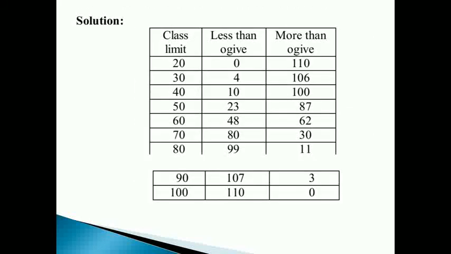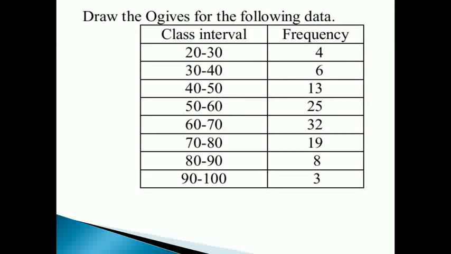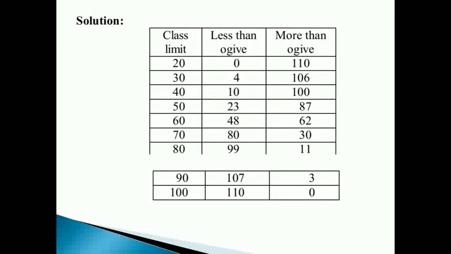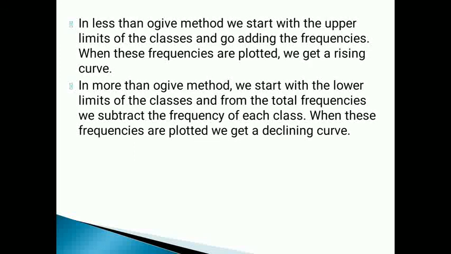The more than ogive starts from the total frequency, that is 110, then subtract 4 from 110, we get 106. Similarly, the next more than ogive values are 100, 87, 62, 30, 11, 3, 0. These values are obtained or calculated as per the given instruction here.